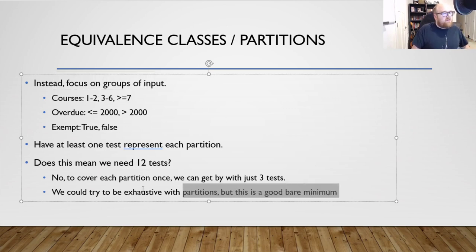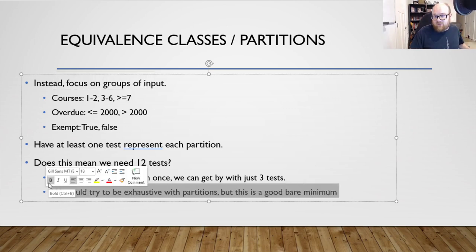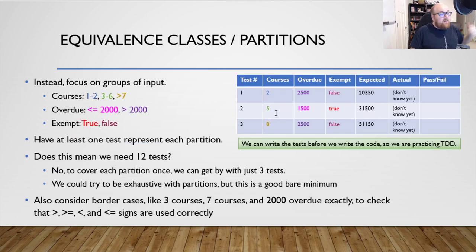Could we try to be exhaustive with the partitions, not exhaustive total, but with the partitions, and write 12 tests? We could, except when you start getting into functions with a lot of state variables at play, all those partitions literally grow exponentially. So the bare minimum is something to cover every partition at least once. And so I can design these tests right here. I haven't written any code yet, but I can tell you how these inputs should behave with just a calculator, maybe a sheet of paper.